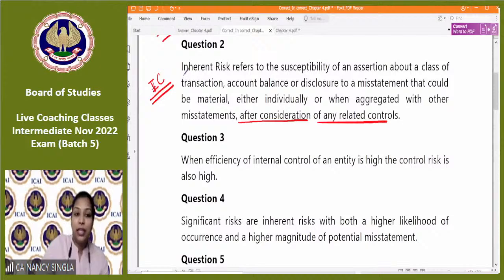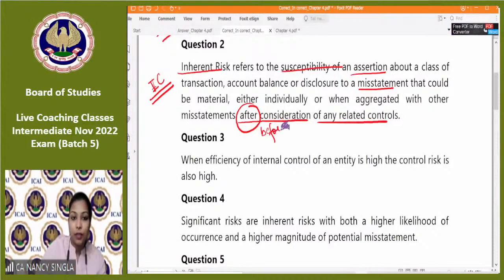It is mentioned that inherent risk refers to the susceptibility of an assertion about a class of transaction to a misstatement, which is absolutely correct. But the word after, it should be what? Before. Risk of material misstatement is prior to audit, and inherent risk is what? Before consideration of any related control. So students, please read the question in entirety. I'm sure all those who are saying correct must not have read the last line: before consideration of any related control. Check your answers.